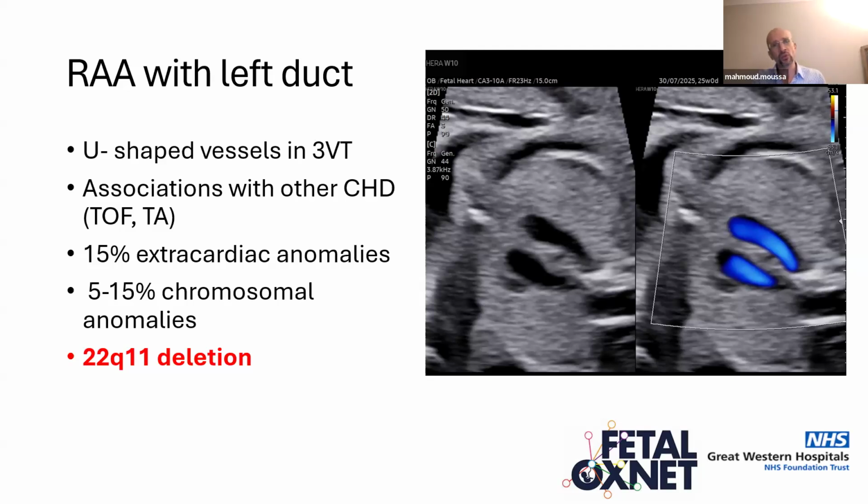The most common, obviously, chromosomal anomaly you can encounter with those babies is usually 22q11, or what used to be called cri du chat. We do not call it this anymore.